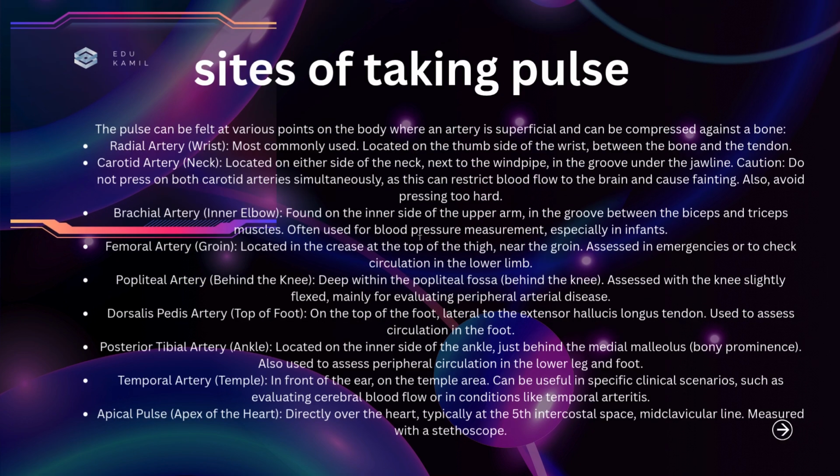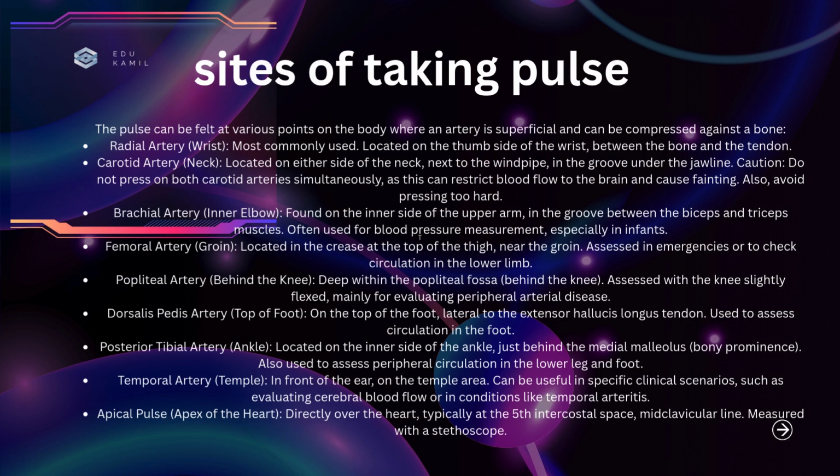Sites of taking pulse. The pulse can be felt at various points on the body where an artery is superficial and can be compressed against a bone. Radial artery, wrist, most commonly used. Located on the thumb side of the wrist, between the bone and the tendon. Carotid artery, neck, located on either side of the neck, next to the windpipe, in the groove under the jawline.